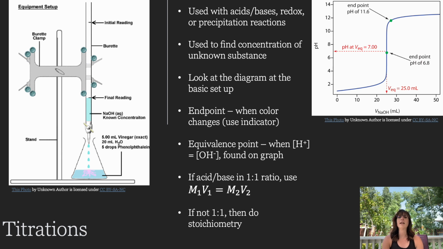If your acid and your base are in a 1-to-1 ratio, like sodium hydroxide and HCl would be in a 1-to-1 ratio, you can use M1V1. But when they're not in a 1-to-1, you need to do stoichiometry.